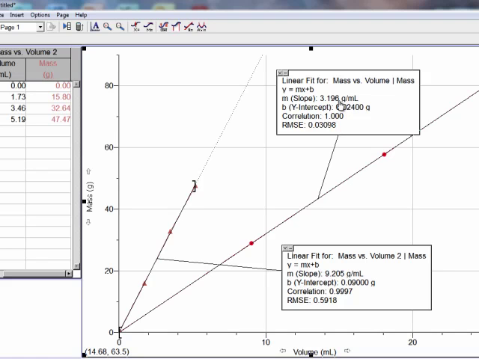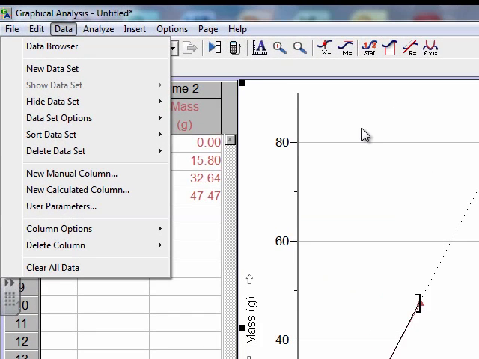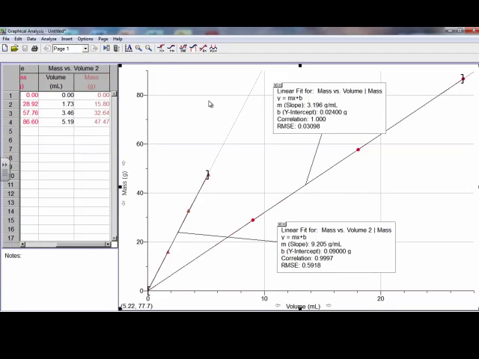If you wanted to add a third graph to this, the same idea applies: you would just go into data and new data set, and you could add your third data set. So this was a quick screencast session on graphical analysis and adding at least two data sets, if not more, to your graph.